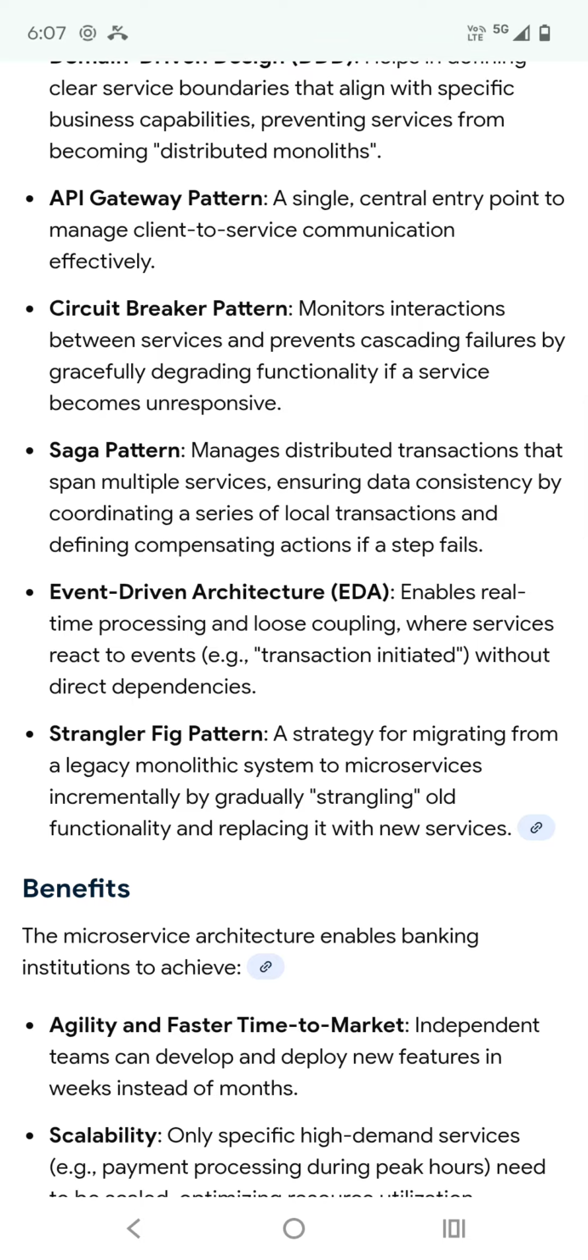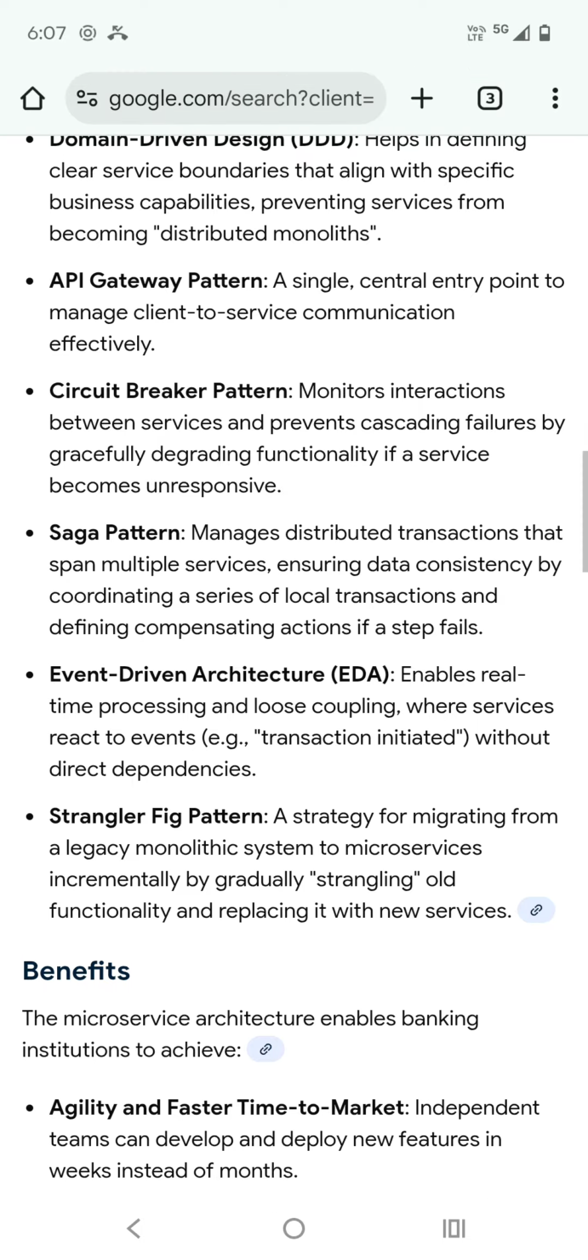Event driven architecture, as I told you, if you want to loosely couple the system, because if it is a very complex system and establishing synchronous communication is very difficult, then you can design an event driven architecture. Event driven architecture would be useful for you.